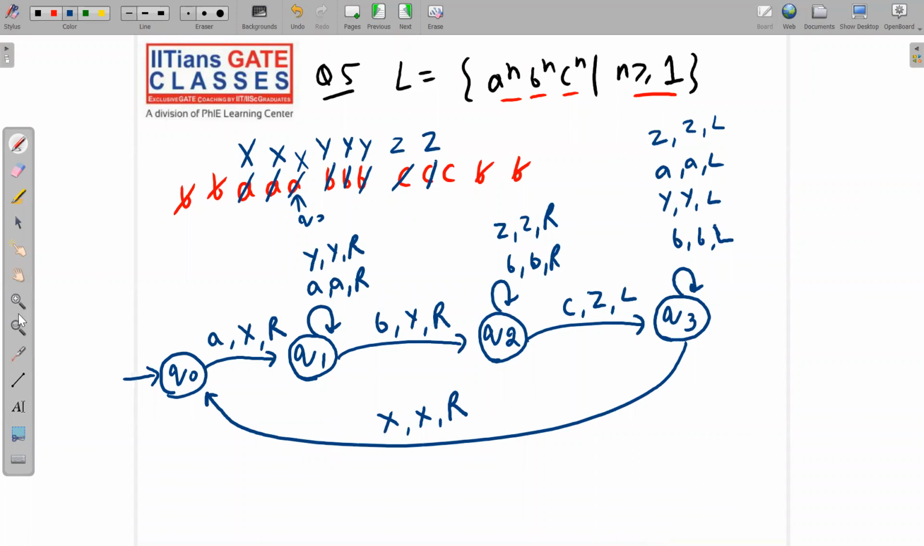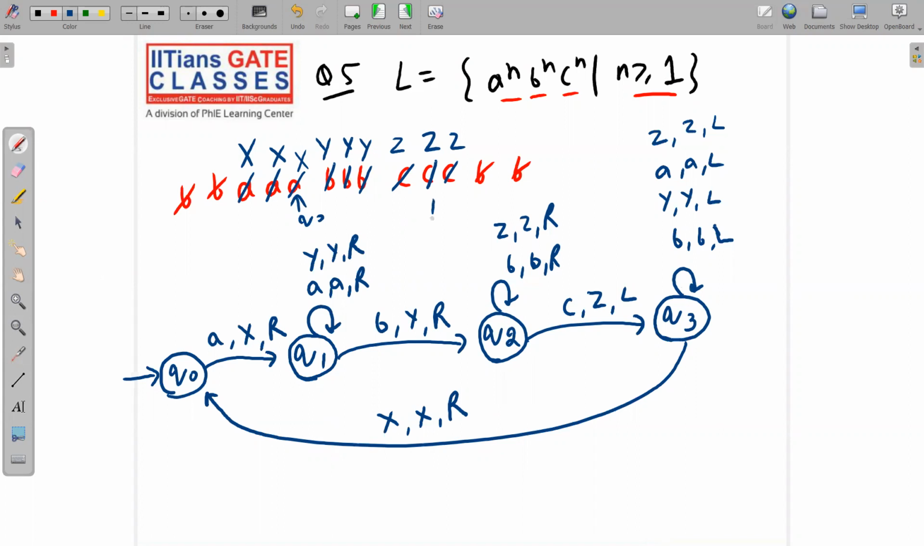Now Q2, see here carefully. Q2 will ignore all the B's, and here we have no B's, no problem. It will ignore all the Z's. We have two Z's, so these two Z's will be ignored. And as soon as Q2 finds the C, it will become Z, or it will be replaced by Z, and move towards the left on Q3.